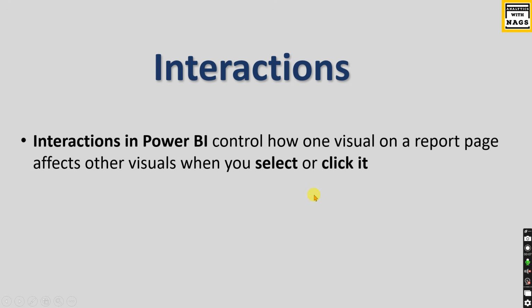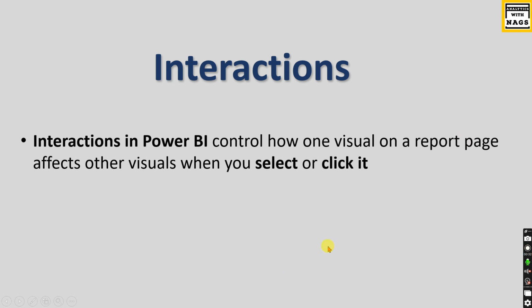In this section, we're going to see about interactions. Interactions in Power BI is all about controlling how one visual on a report page affects other visuals when you select or click it. Assume you have two visuals. When you click on this visual, whether the other visual should filter and show for the selection you did, or it should highlight the data, or it should not consider whatever you have clicked.